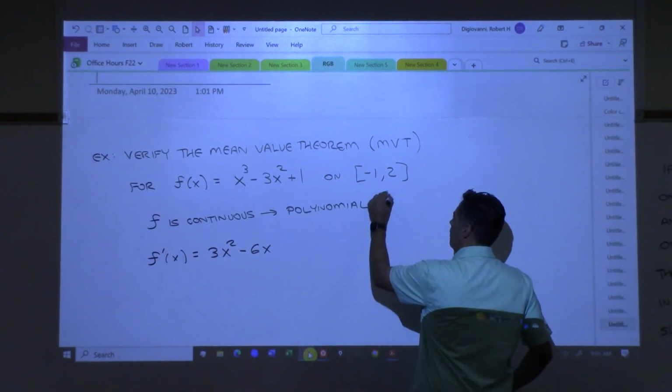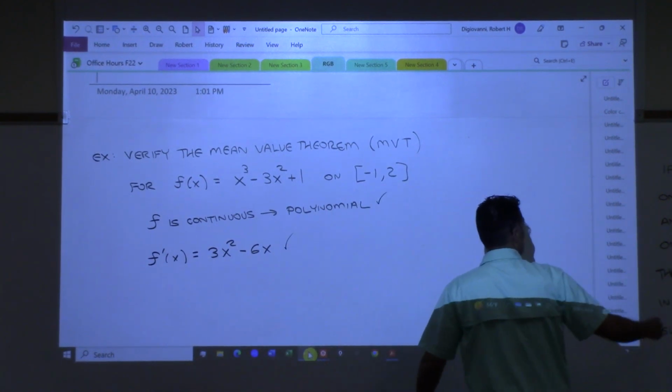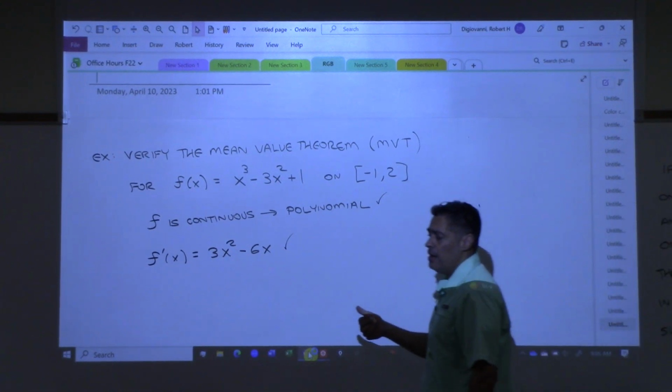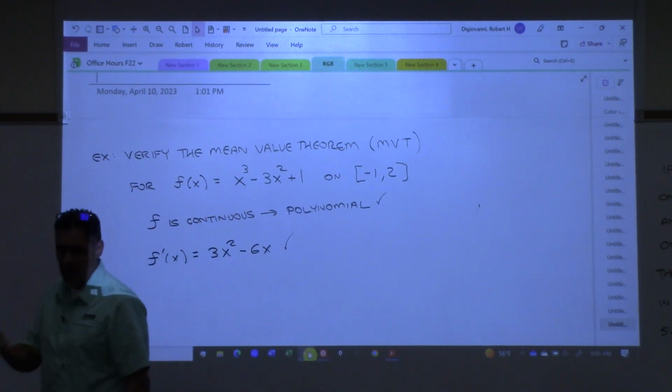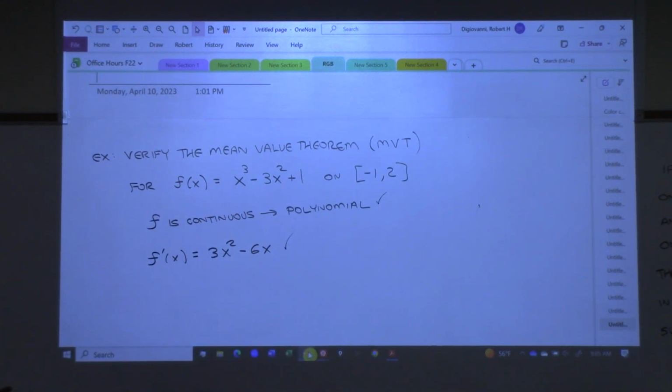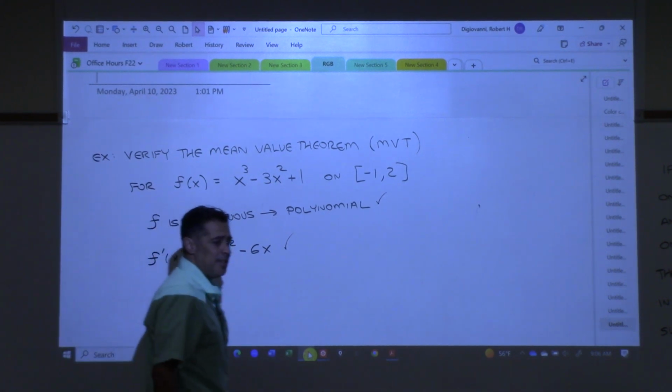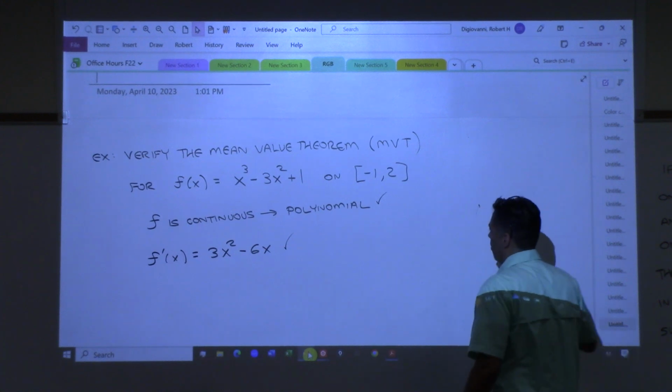So I've got the first two conditions, the only conditions you need for the mean value theorem to work. So I've got both conditions. That means the mean value theorem should apply. And now I just need to verify that it's true. So what I'm going to do now is erase this part, and I'm going to state the mean value theorem, and then I'm going to work with that.